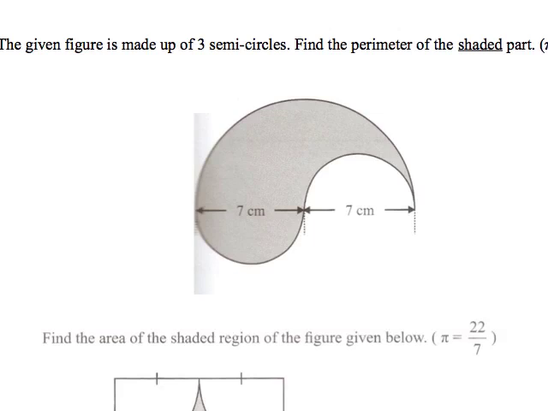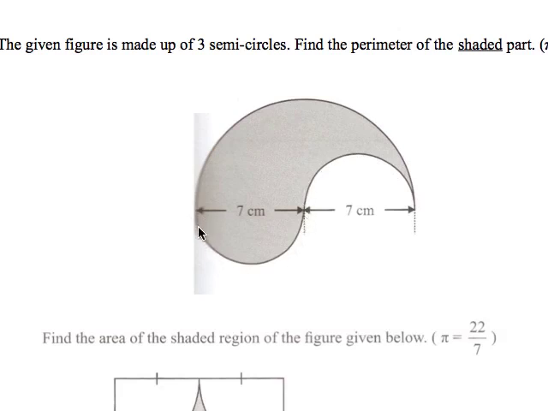In this case, can you spot the 3 semicircles? I'm going to draw it for you. This is the first semicircle, the big one. Then we have the second semicircle, and then the third semicircle. The question is asking you to find the perimeter of the shaded part. In other words, the perimeter of this semicircle plus the perimeter of this semicircle and the perimeter of this semicircle.